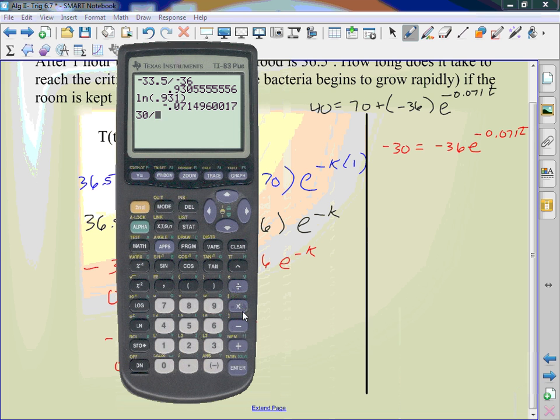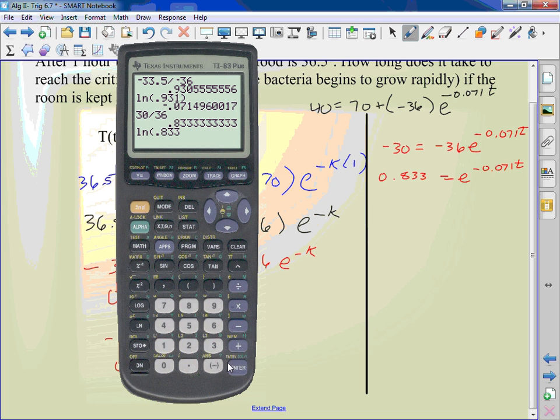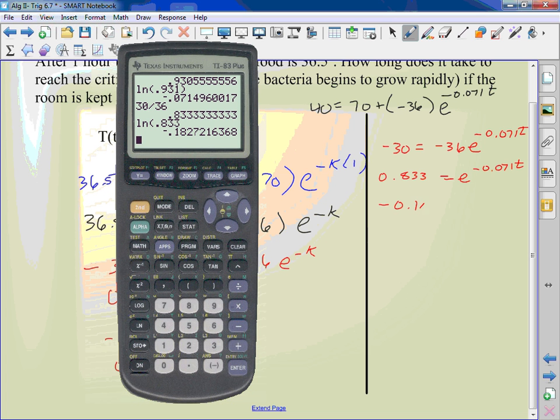Take 30 divided by 36, and I get 0.833. How do I get rid of an e? Take the ln of 0.833. I get negative 0.183.